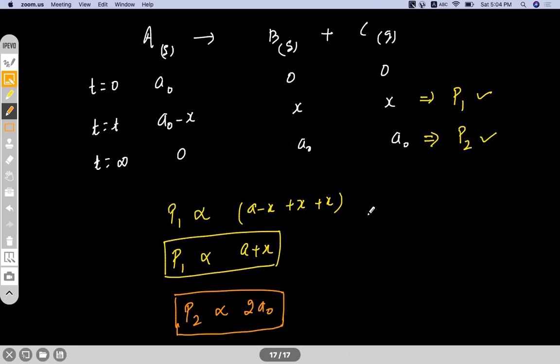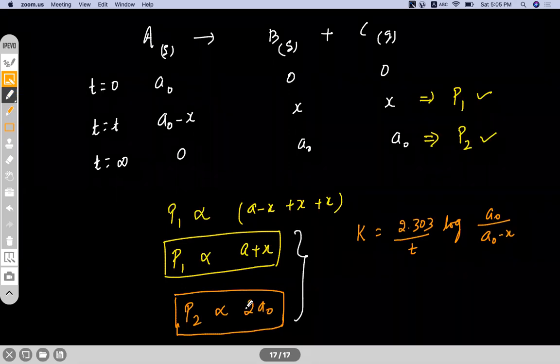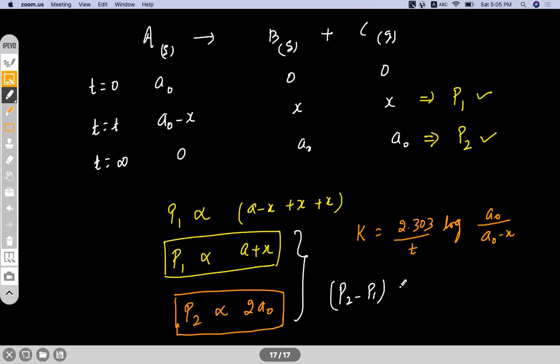Now, we know K is equal to 2.303 by t log of A naught by A naught minus X. This is the expression we have. So A naught is nothing but P2 by 2. There is no problem, we can substitute P2 by 2 for A naught over here. And A naught minus X we need to find out. To find A naught minus X, we can subtract these two. This minus this. So on the left hand side, we have P2 minus P1 is directly proportional to A naught minus X. Is this right?